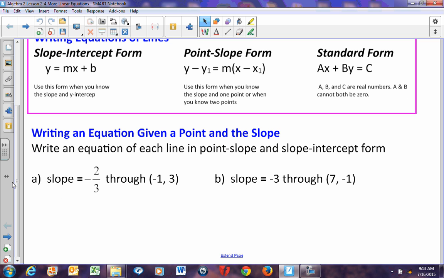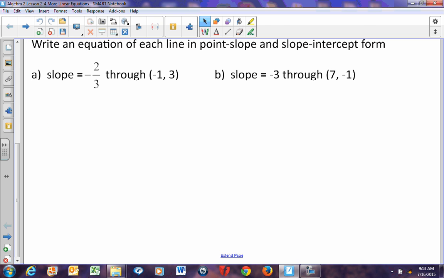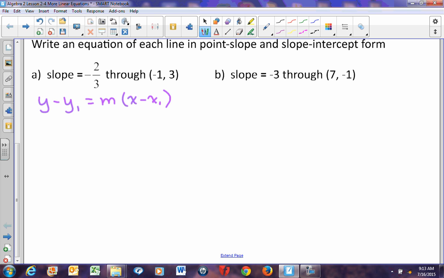Writing an equation given a point and the slope. If you're given a point and the slope, it's actually fairly simple to write the equation. Since you're given a point and a slope, you should use the point-slope form of the equation, which is y minus y1 equals m times x minus x1. If it helps you not to make a mistake, write x1, y1 over your point so that you plug it in the correct fashion and don't mess up your equation.